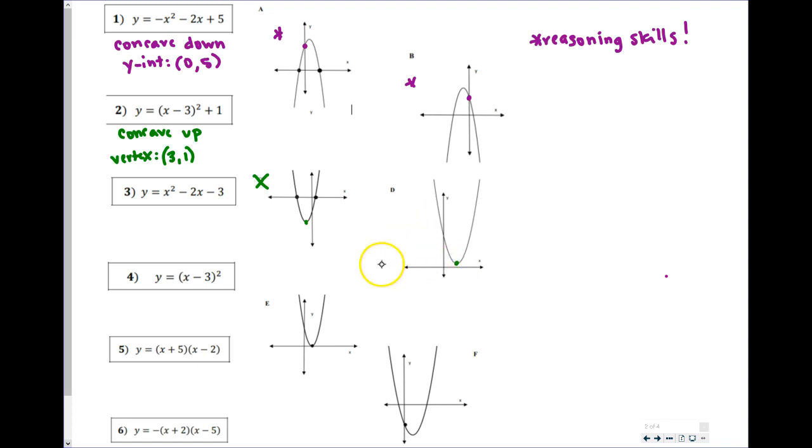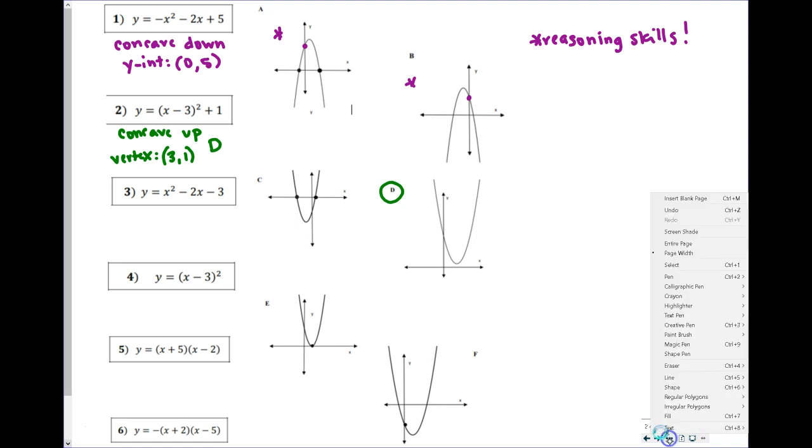That's definitely an option. E, that vertex is not at (3, 1). It doesn't go up 1. And F, that's definitely not (3, 1). That goes over to the right and then down. So that means that for number 2, my answer choice is D. That's the only one that logically matches is D. Okay? All right, let's keep going.